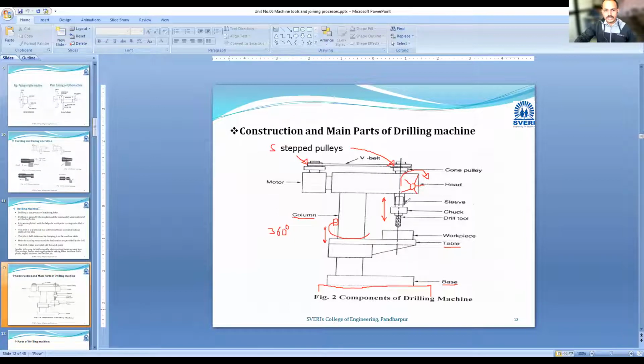So here the sleeve is on the shaft, and this one is what we can say the spindle. The spindle has external threads and the sleeve has internal threads. So here we have a chuck, and in that chuck a drilling tool, or drilling bit, can be fitted. When this motor starts, the drilling bit also starts rotating. This drilling bit has what we can say a helical cut.